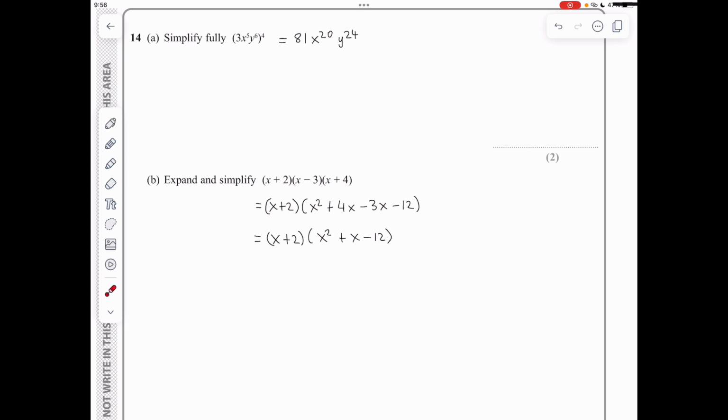And I will now proceed into further expanding by doing all possible pairs. So there is a total of 6 pairs. This will give me x cubed plus x squared minus 12x plus 2x squared plus 2x minus 24. Collecting like terms together for a final time will give me x cubed plus 3x squared minus 10x minus 24.